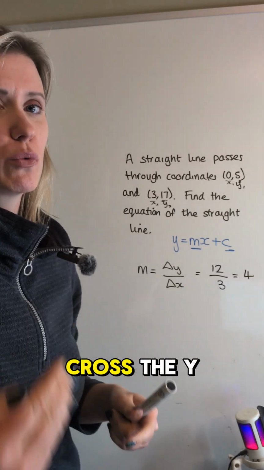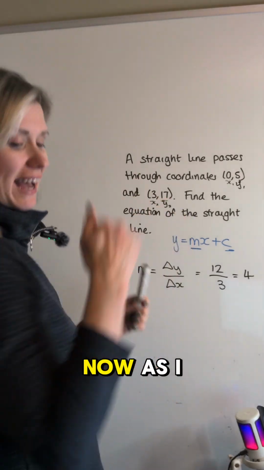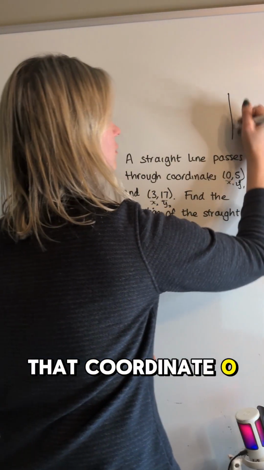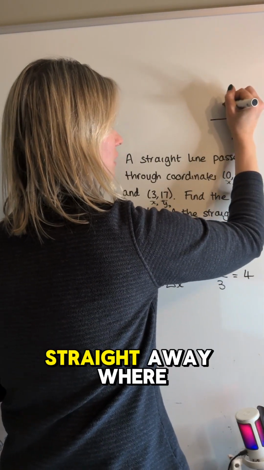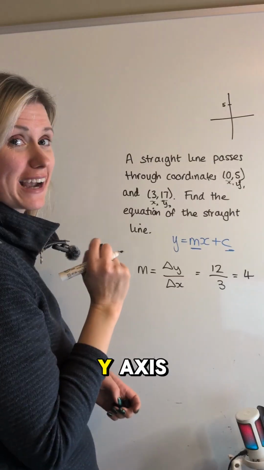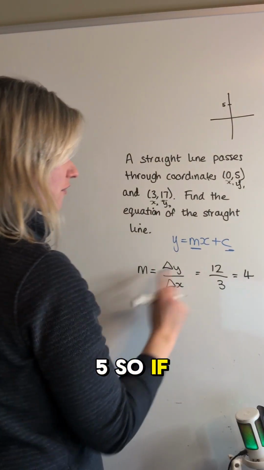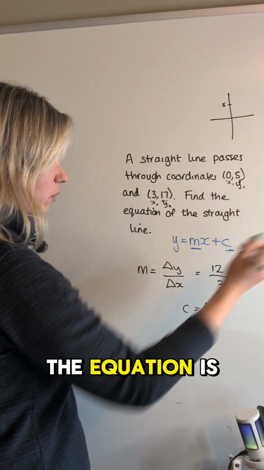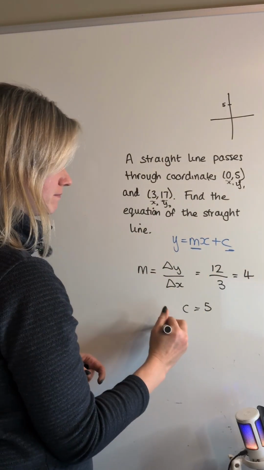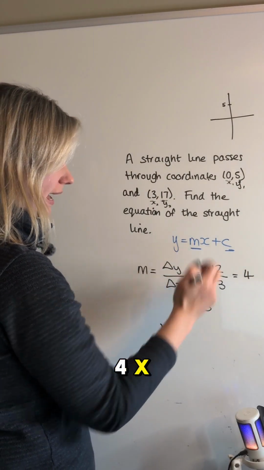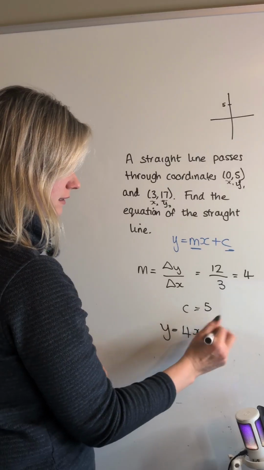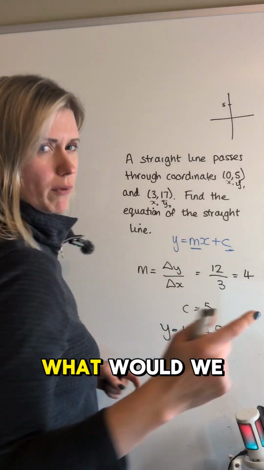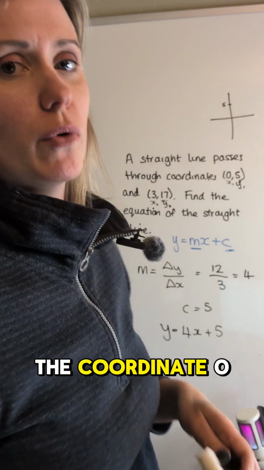Where does it cross the y-axis? Now, as I said, we've been very lucky with the coordinate 0, 5 there. That coordinate 0, 5 tells us straight away where it crosses the y-axis. It crosses at 5. So if m is 4, c is equal to 5. So the equation is y equals 4x plus 5.